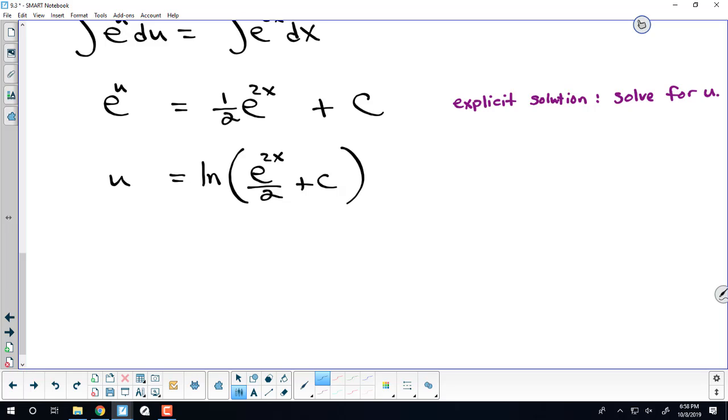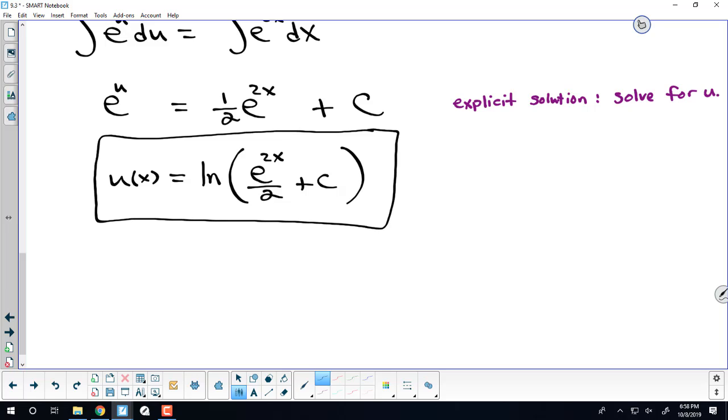No, we can't take the c out of the log, because there's no property for the log of a plus b. If that were times, then yes, you could separate it as a plus. We could just call it another constant. So that's it. In reality, it's u of x, but I hope that's clear. It's a function of x. That's our explicit solution.